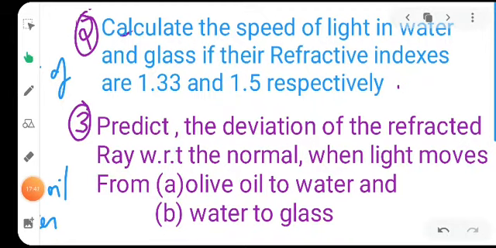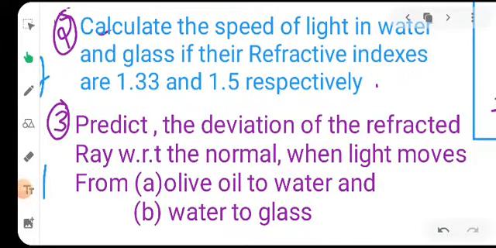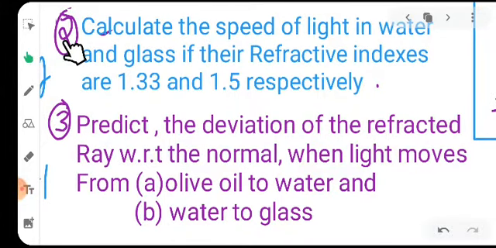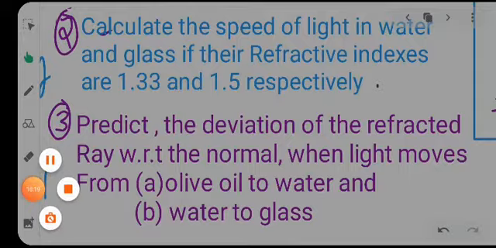Now we have two more questions over here. Let me just adjust it properly so that you can see. Question 2 says, calculate the speed of light in water and glass if their refractive indexes are 1.33 and 1.5 respectively. I'll go on to the third question later. Let me just do this first. So if you want, you can go ahead and attempt this, or if you want me to do it, just wait.